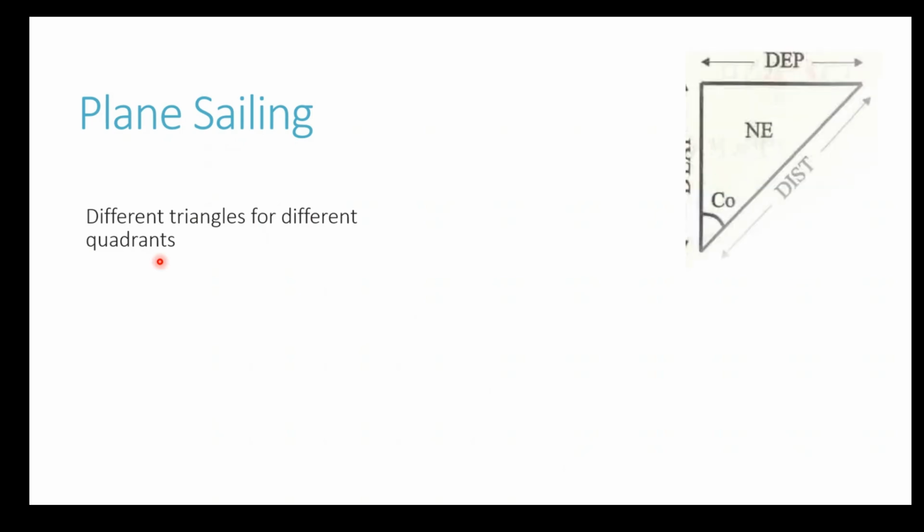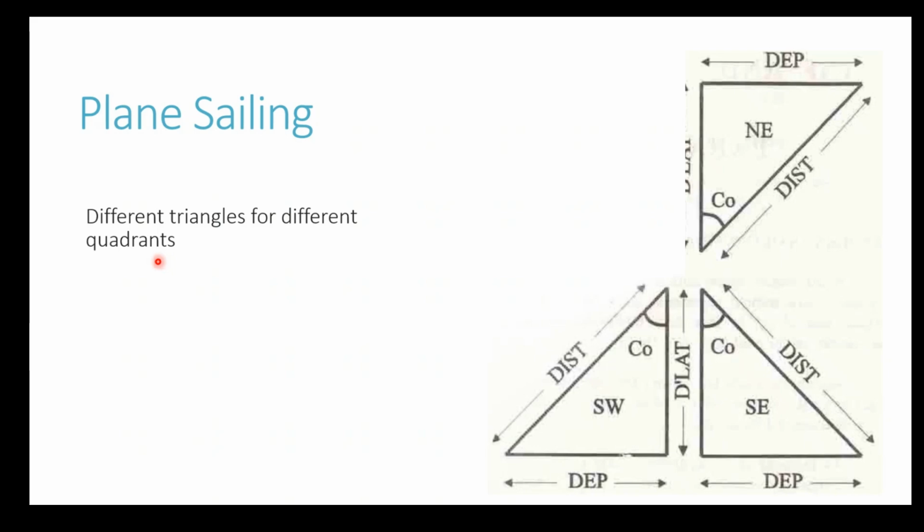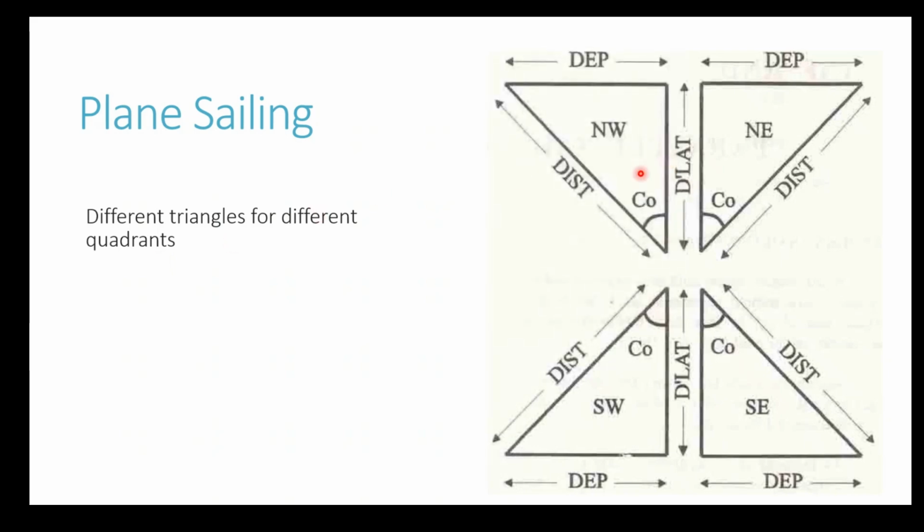Now, as I told you that we have different triangles for different quadrants. Let's see the triangle for other quadrants also. The triangle which we just now saw was this one, that is the triangle for northeast quadrant. This angle was the course, this side was the distance, horizontal side departure, and the vertical side was D-lat. Now, if the ship is moving on a southeasterly course, then the triangle which we follow is this one.